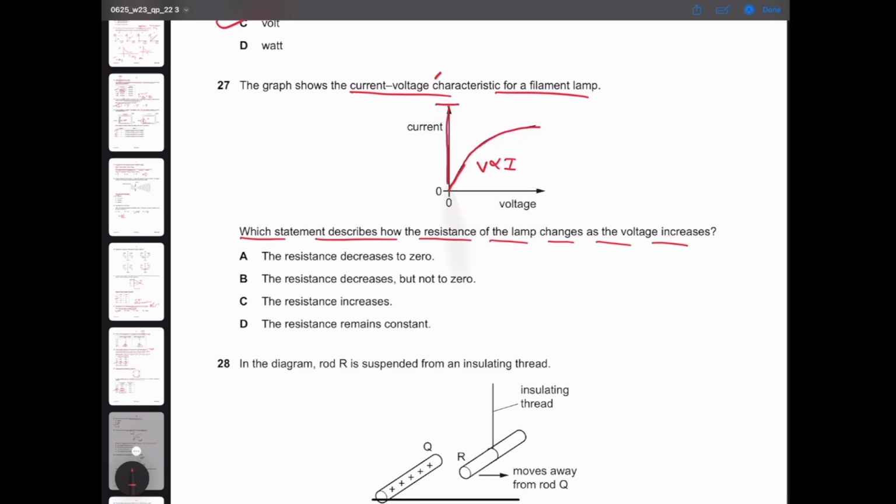It is going away from current. It means resistance must be increasing, right? The resistance must be increasing because it is going away from the Y axis, which is current. It is deviating away from current, so the answer should be C.